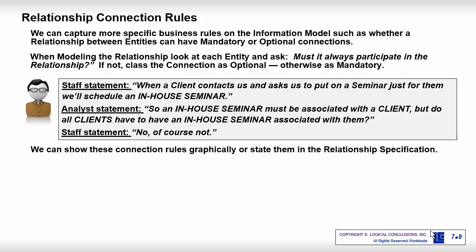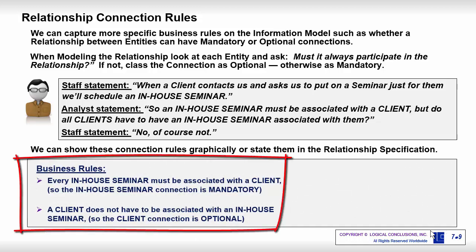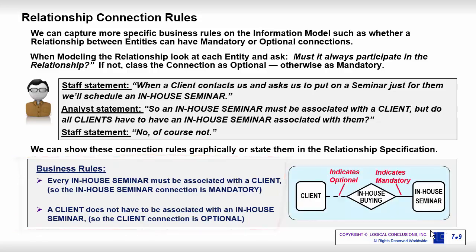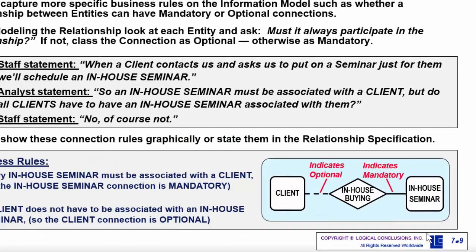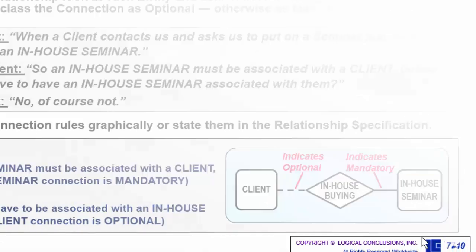We can show these connection rules graphically on our model or state them in the relationship specification. The business rules are, every in-house seminar must be associated with a client, so the in-house seminar connection is mandatory. And a client does not have to be associated with an in-house seminar, so the client connection is optional. We can show these connection rules graphically, as shown on the model on the right. The dashed line to the relationship indicates an optional connection, and the solid line indicates a mandatory connection.